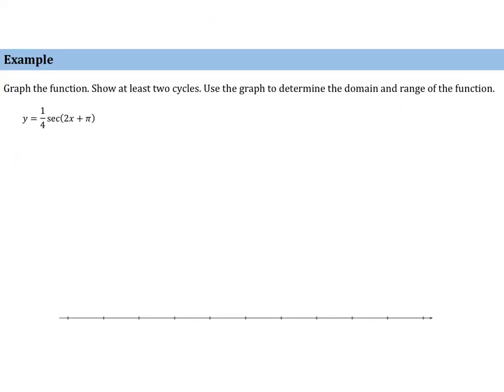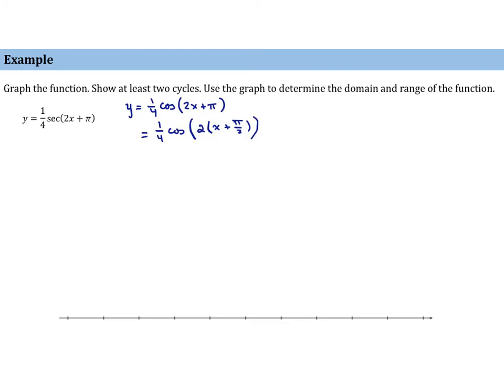So let's look now at y equals 1/4 the secant of the quantity 2x plus pi. To graph this, we'll first look at y equals 1/4, and we'll replace the secant function with its reciprocal, cosine. So we have 2x plus pi. Now, to understand what's going on there, we must write cosine of 2 times the quantity x plus pi over 2.